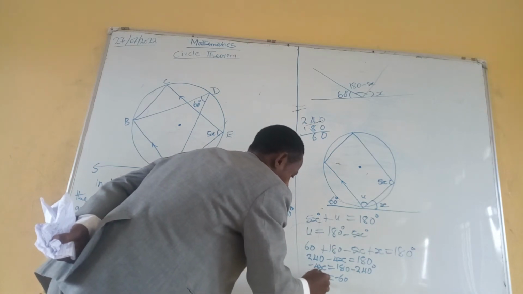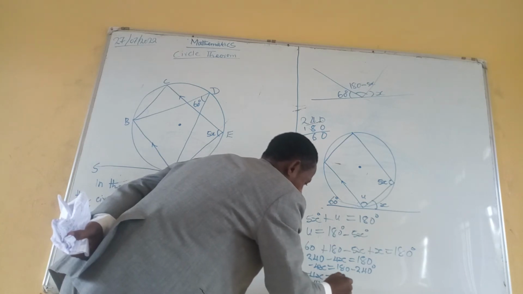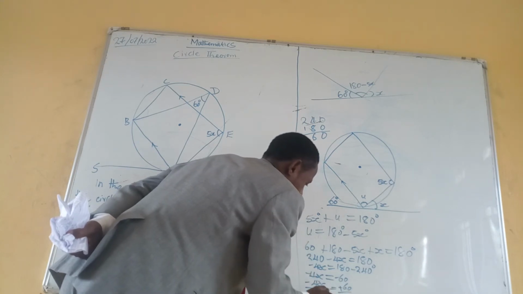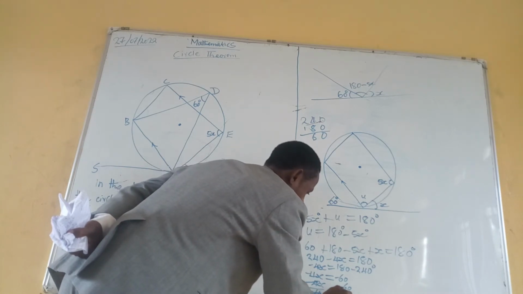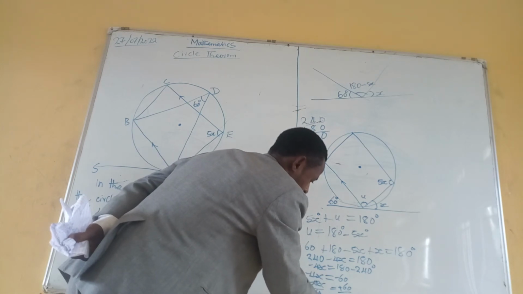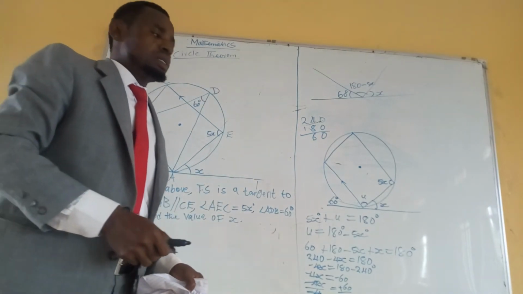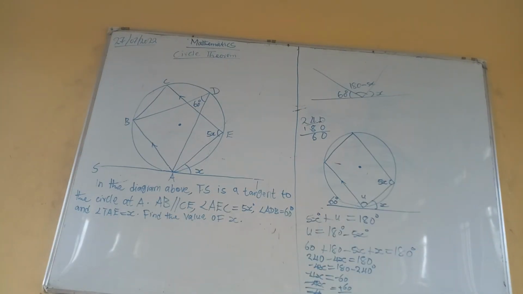So divide both sides by minus 4. Minus 4x divided by minus 4 is equal to minus 60 divided by minus 4. This cancels this, this cancels this. So we can say that our x is equal to 15 degrees. Our x is 15 degrees. Alright? I believe strongly that you understand the solution.